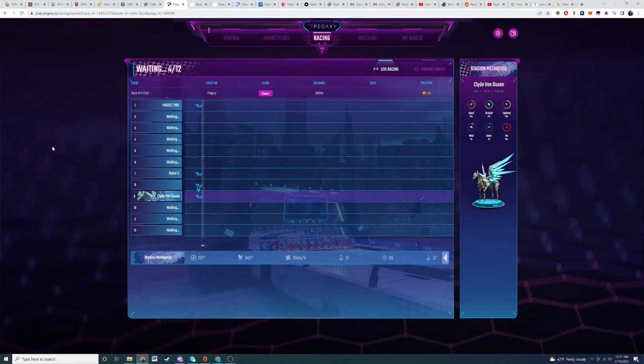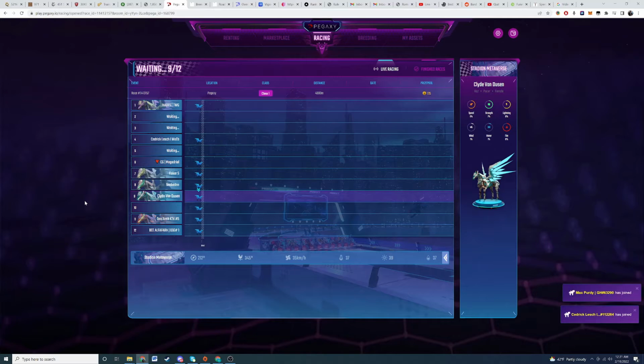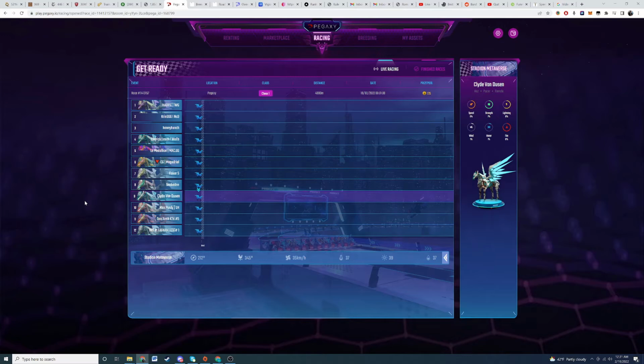Requires 12 people to start a match. So 4 out of 12. The others will fill in as people accept. And then the race will start when it is full of Pegaxy. And this is a very simple kind of 2D rendering of a race. This is what the project started out as. They do have a 3D racing client, which was just released to the general public within the past week or so.